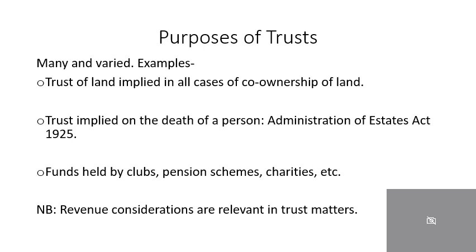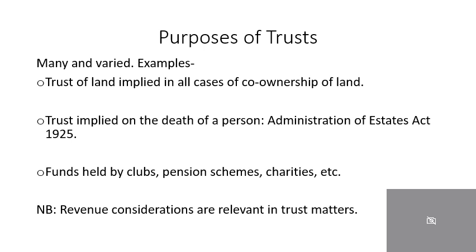Anytime land is held in a co-ownership, and co-ownership just means more than one person owning the same piece of land, so you can have two people, three people or more owning the same piece of land, then a co-ownership of land is created. And anytime there is co-ownership of land, these people hold the land on a trust of land, and this trust is implied by statute. As to what an implied trust means as opposed to an express trust, we're going to look at that in the next chapter, the next topic.